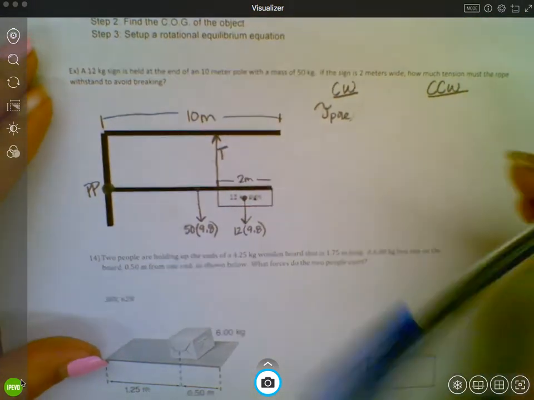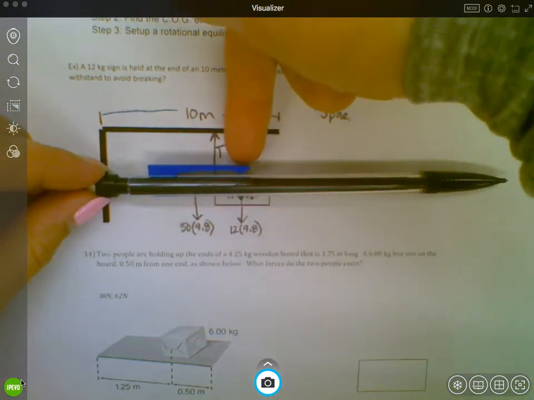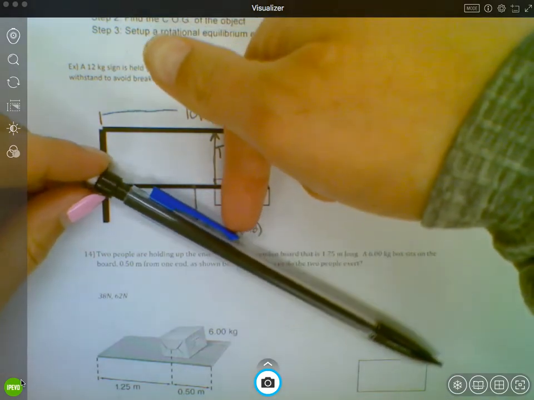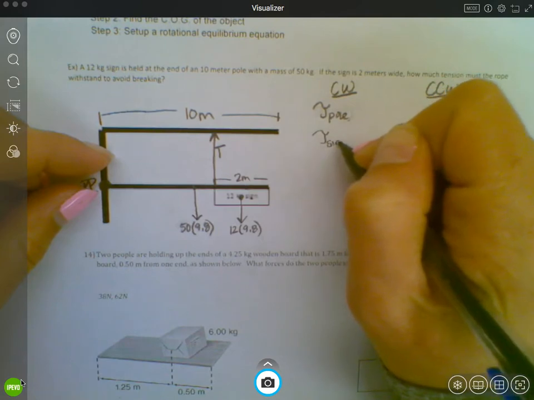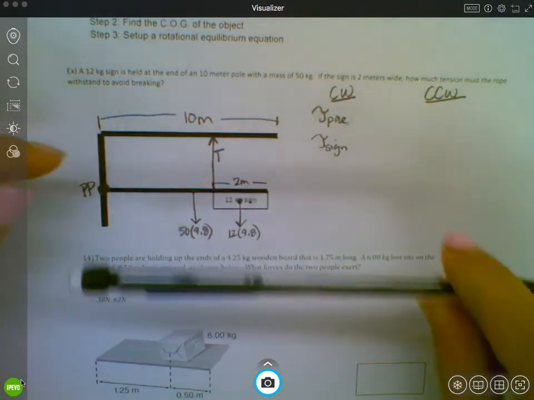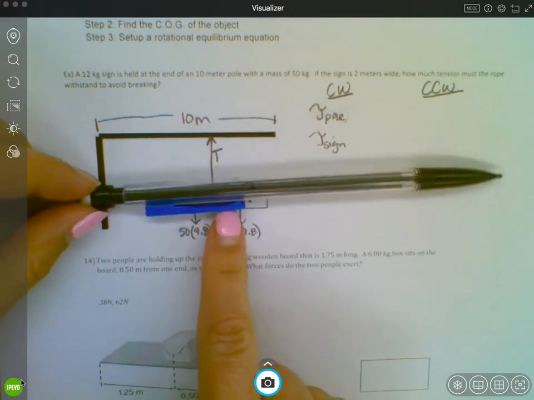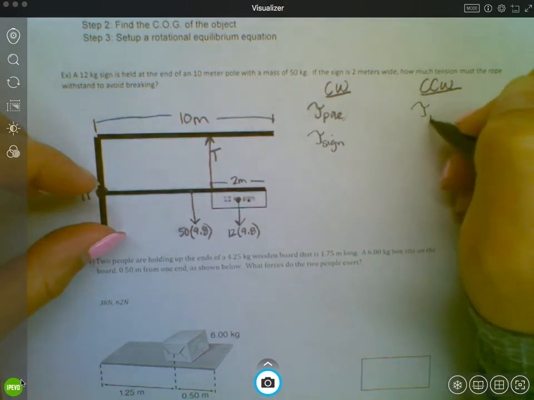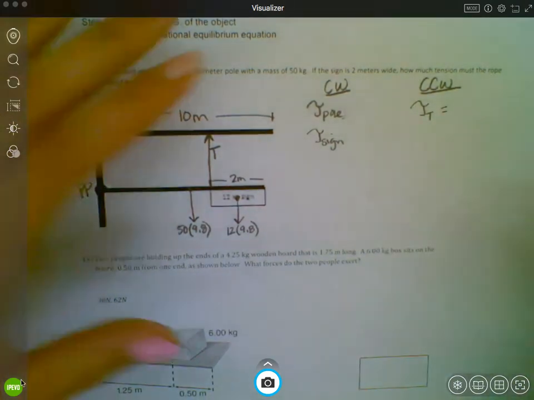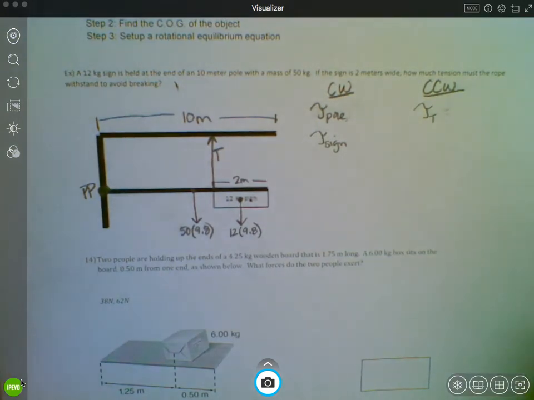Next one, the sign. It's pushing down here, rotates clockwise. So the torque of the sign is also clockwise. Last one, the tension, is pushing up, counterclockwise. So the torque caused by the tension is counterclockwise. That's how you figure those out.